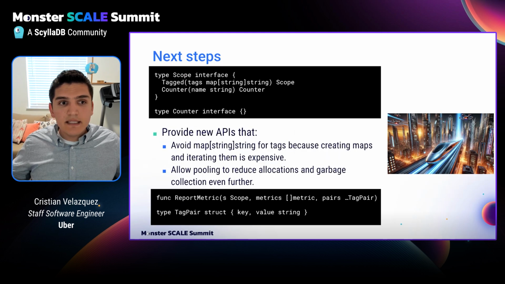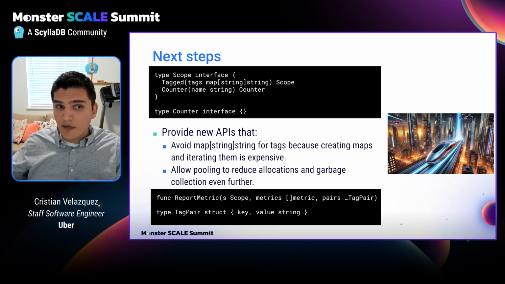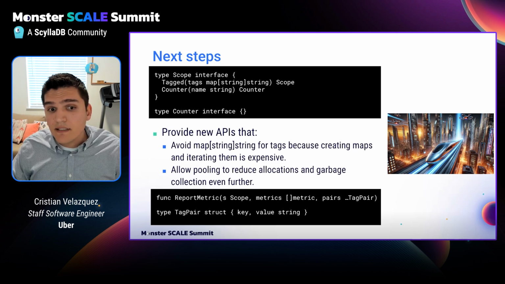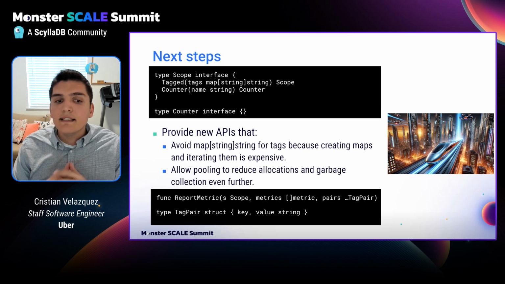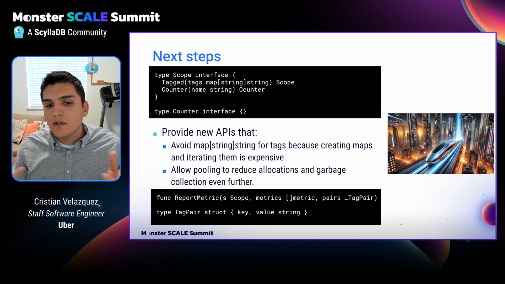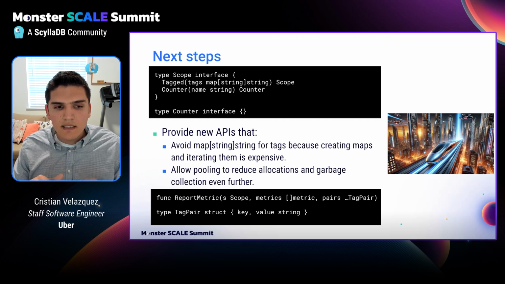The future for Gmetrics: remember that I was telling you a little bit about the API. The API is currently limiting us on additional optimizations that we can do. The first one is that tags use a map of string. Having a map is expensive, because creating the map is a heap allocation, then you need to generate the hash code of that. They are not laid out together like a slice, so iterating them is expensive. So what we are suggesting now is to use a key-value per slice, which is going to be the tag pair that you can see at the bottom.